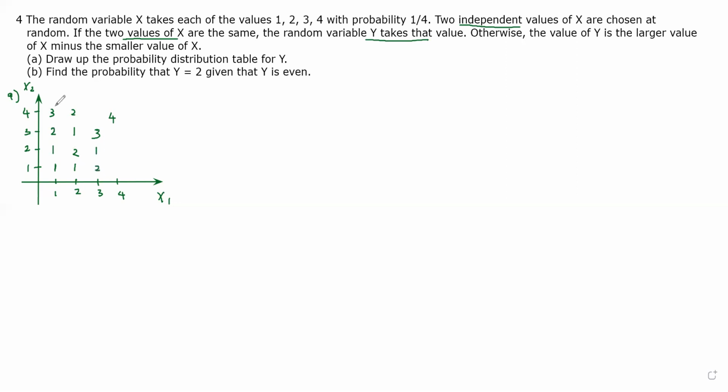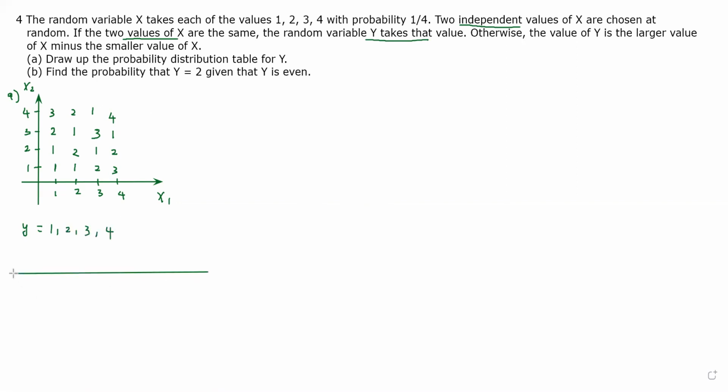2 and 3 has a difference of 1. 4 and 3 has a difference of 1. 1 and 4 has a difference of 3. 2 and 4 has a difference of 2. And 3 and 4 has a difference of 1. From this part, we see that there are 16 outcomes, each with probability 1 over 16. And that should give us the values of the random variable y. So these values here are the values of y. We see that the random variable y takes values 1, 2, 3, and 4.